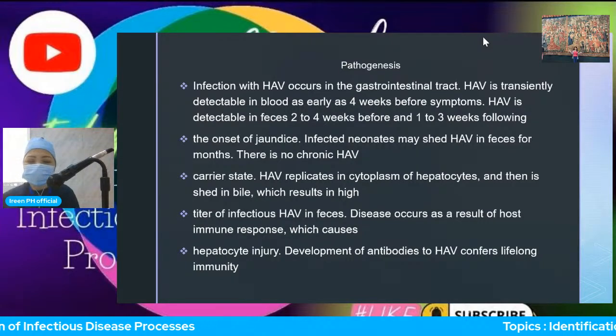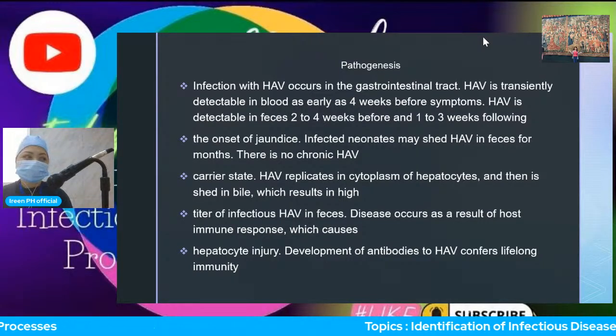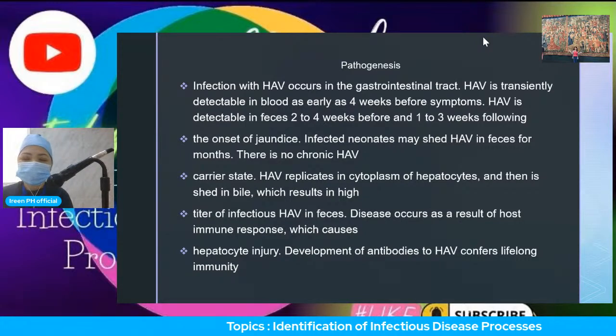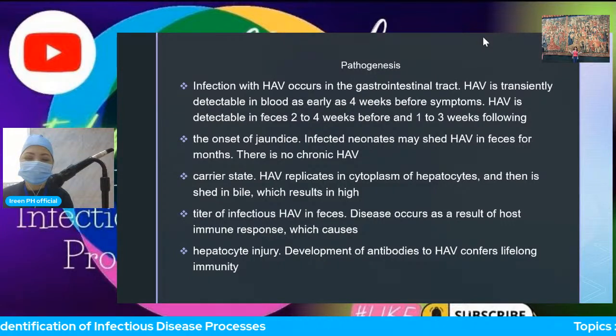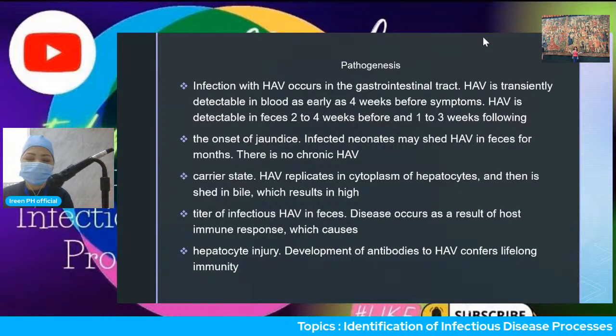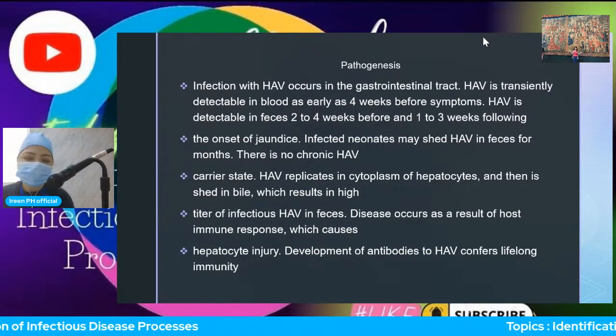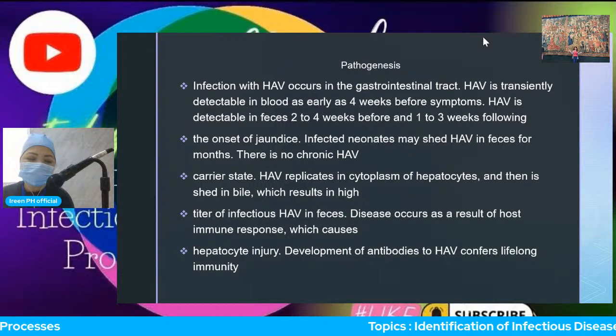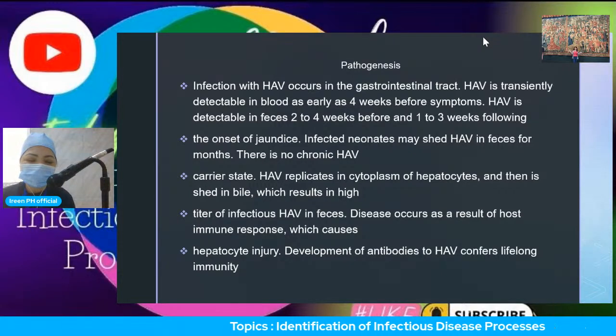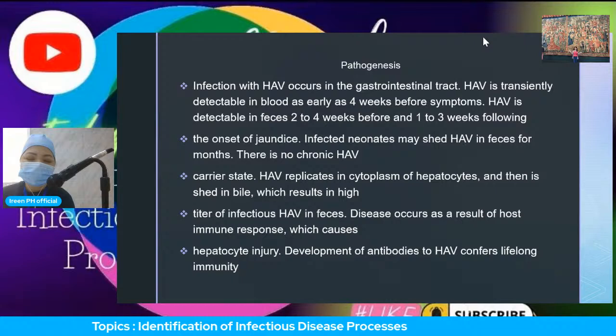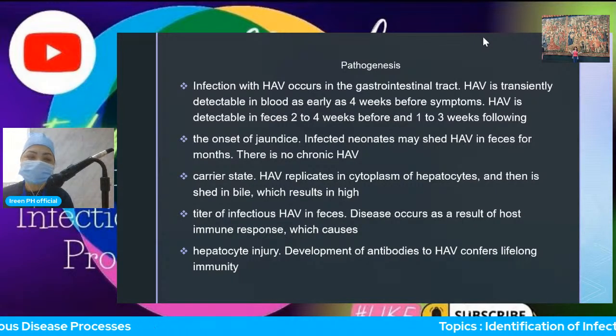It replicates in the cytoplasm of hepatocytes and is then shed in bile, which results in a high titer of infectious hepatitis A virus. Disease occurs as a result of the host immune response, which causes hepatocyte injury. Development of antibodies to hepatitis A virus confers lifelong immunity.